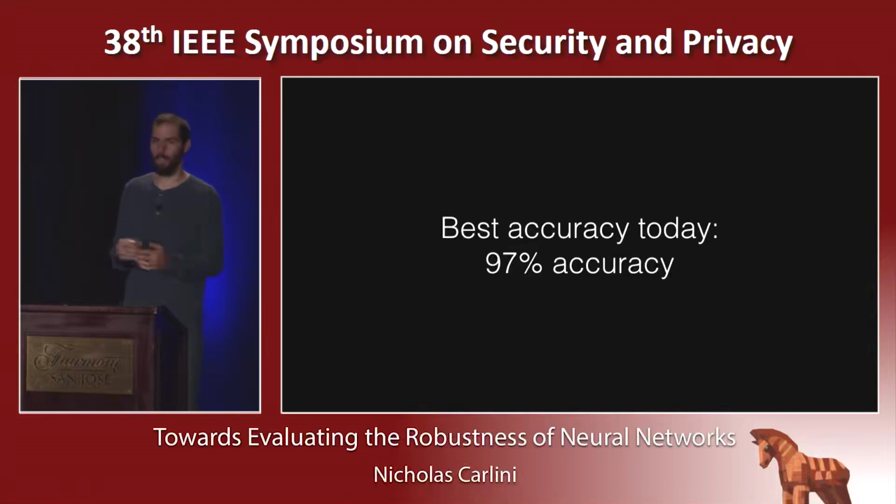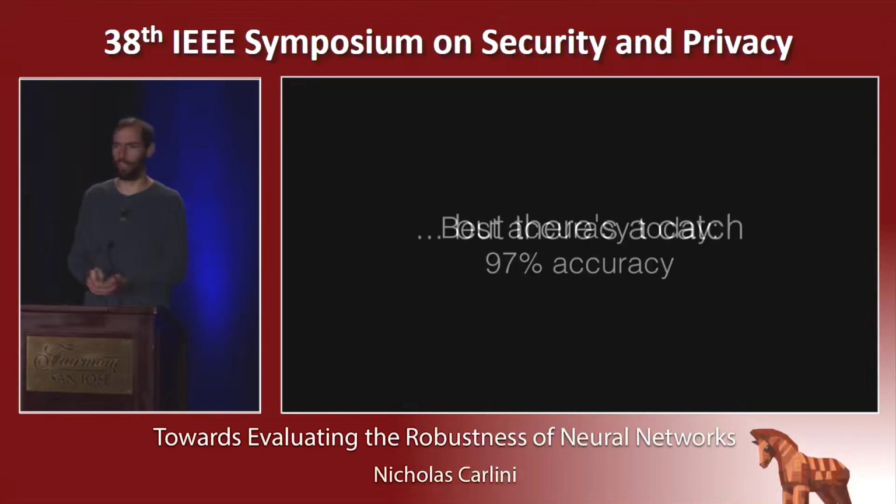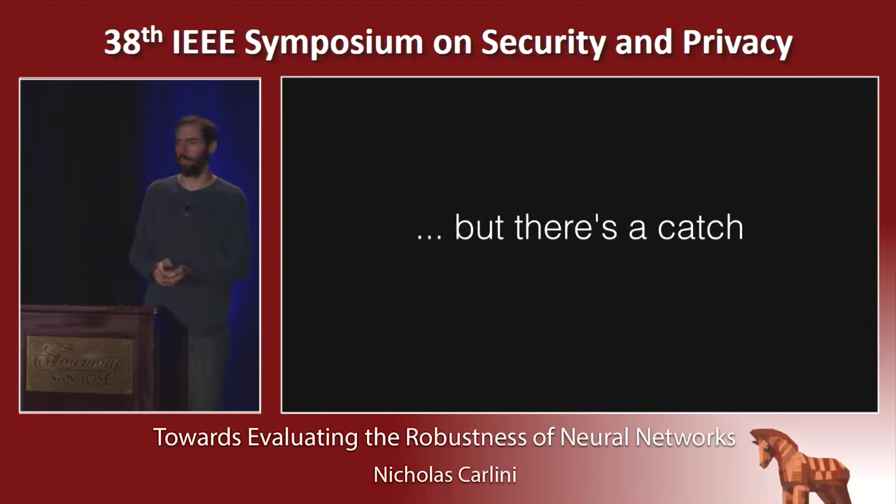If you can think of any task that you want to apply machine learning to, chances are neural networks give you better accuracy than anything else. So that's all great and everything, but this is a security conference, and so I'm going to tell you that there's a catch. And the catch is that neural networks are very, very easy to fool.